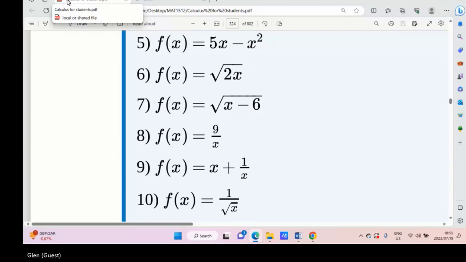I got 1 over 2 square root of x minus 6. Yes, I agree with you. 1 over 2 square root of x minus 6. 1 over 2 square root of what? Square root of x minus 6. I don't know where the microphone is. Hello? Princess, we can hear you. Yes, sir. I said I got 1 over 2 square root of x minus 6.